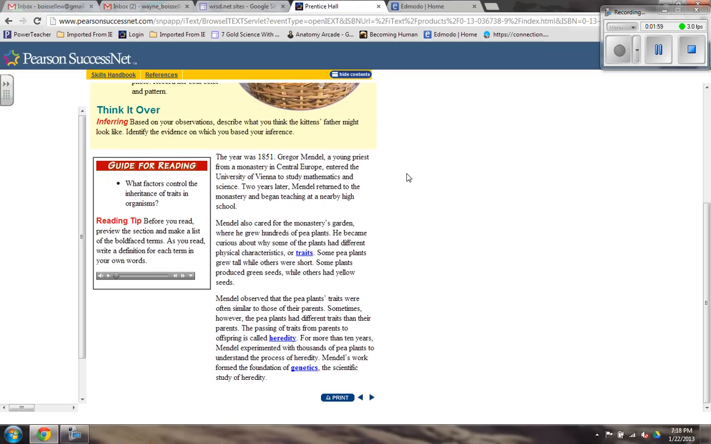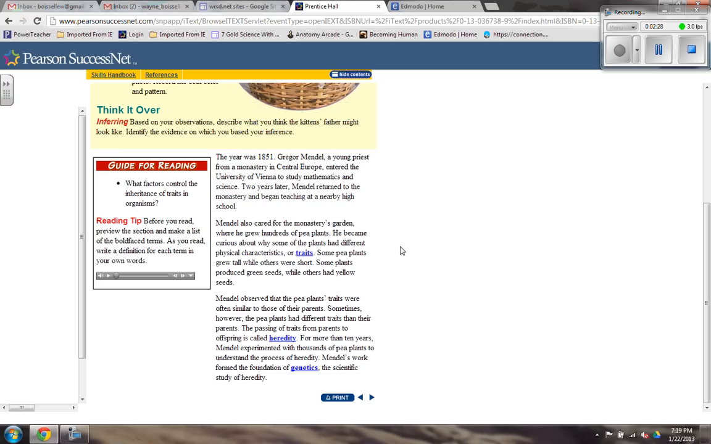His greatest interest, though, was caring for the monastery's garden, where, as you learned, he grew pea plants. And he learned some things about pea plants, their physical characteristics or traits. In other words, what the plants looked like. He also studied how these traits from the offspring, the young pea plants, were similar to their parents.